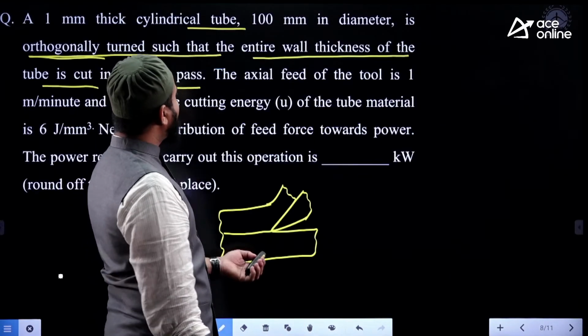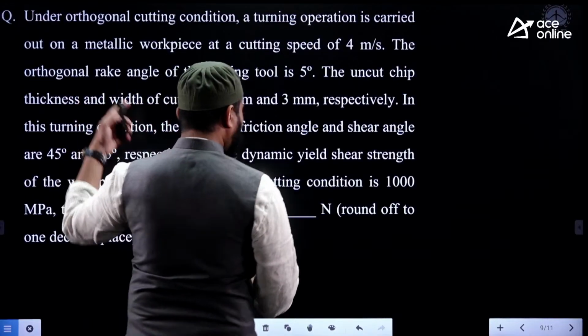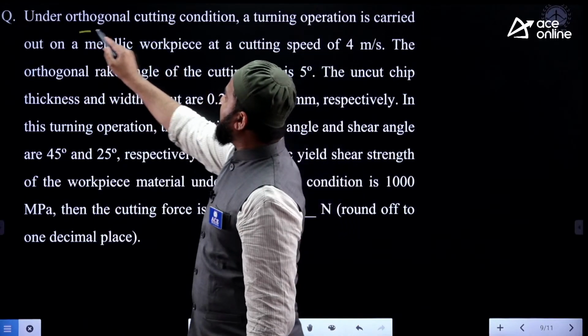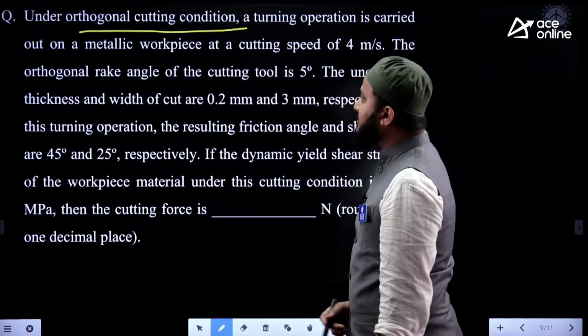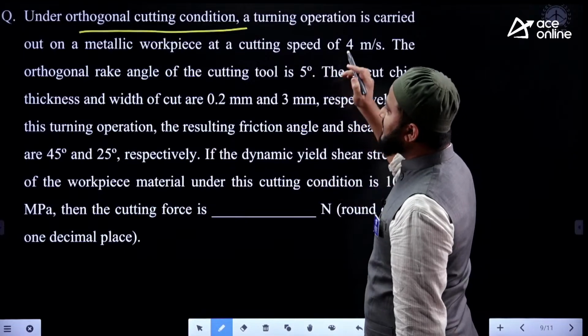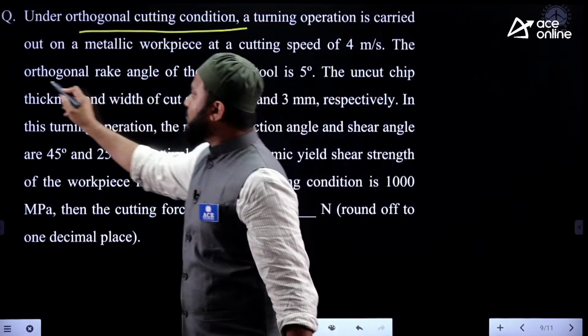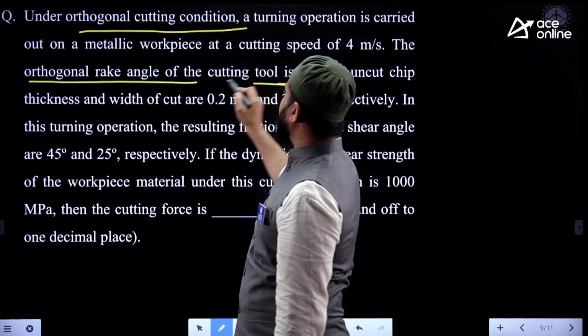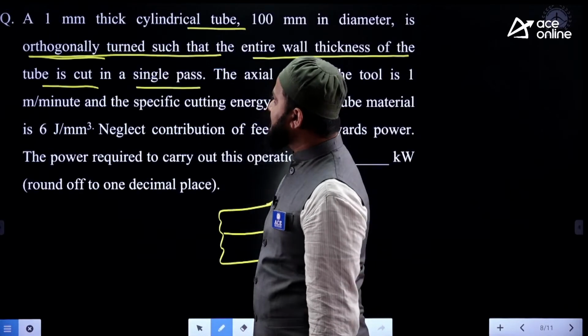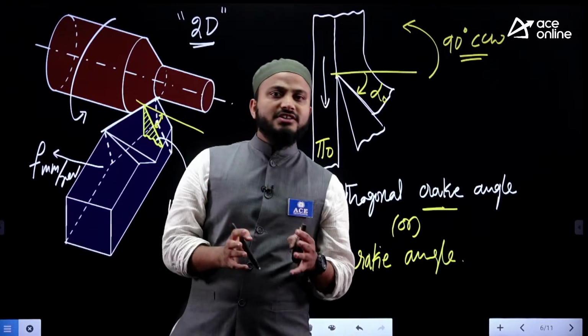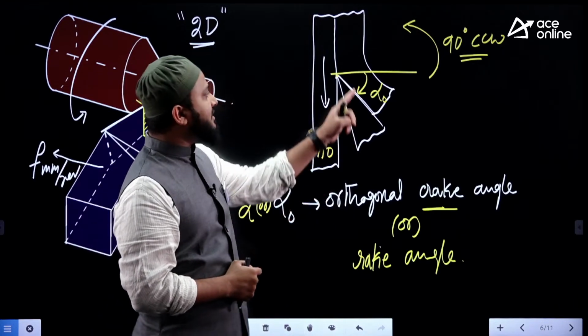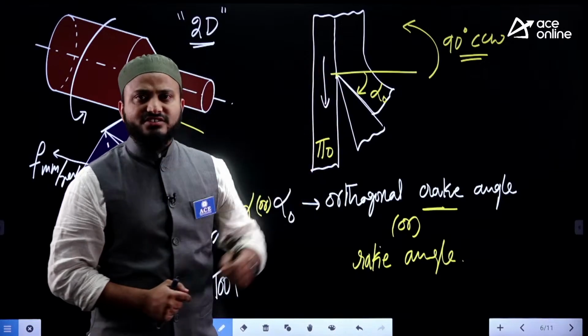So either this question or even one more question, if you notice, under orthogonal cutting condition, all these three are this year's GATE 2022 questions. Here they mentioned the orthogonal rake angle of the cutting tool is 5 degrees. If you are able to visualize the tool and workpiece, we are able to reach here, and after this there is analysis on the orthogonal version.